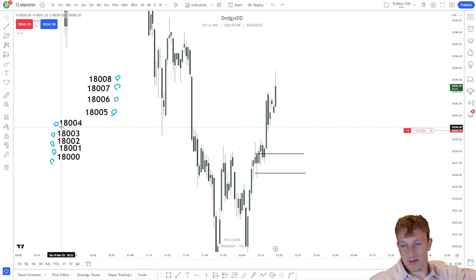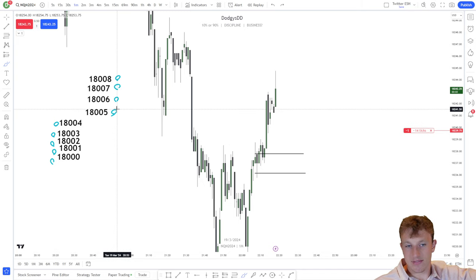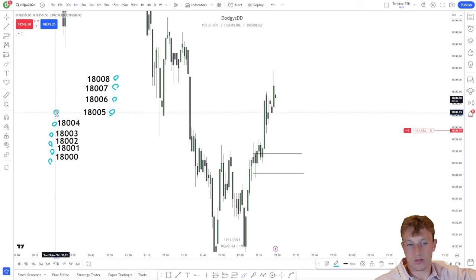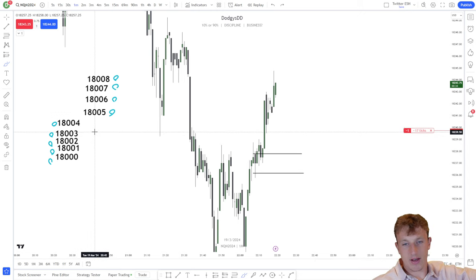Now, what do I mean when you get lucky? Sometimes you can sell market at 18,005, and there will be other buyers trying to market buy as well. So if there is someone trying to market buy, their limit could be buying at 18,005. If you do a market sell, you could get the contract of someone who is trying to buy here, and you could actually get filled at 18,005. And that's what I consider a lucky fill, because you're basically buying someone else's market order or selling into someone else's market order. So that's kind of how that works.